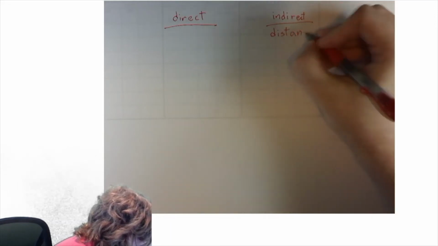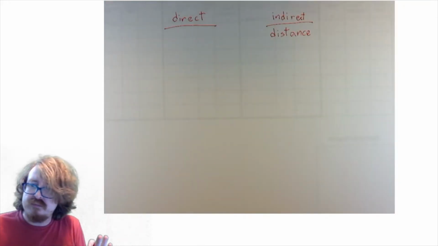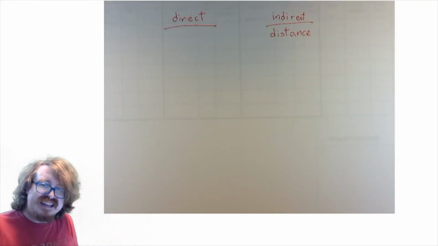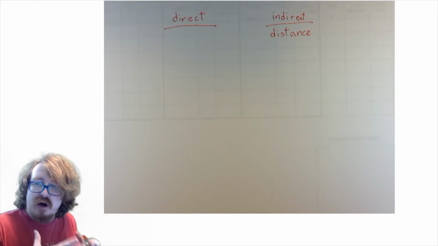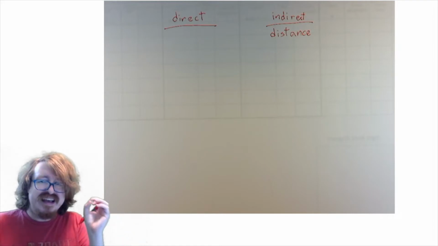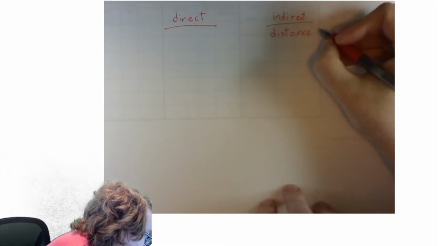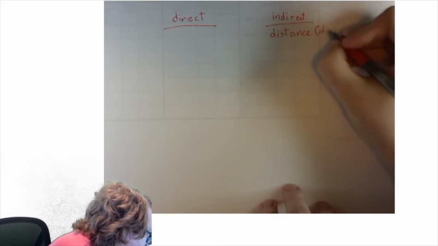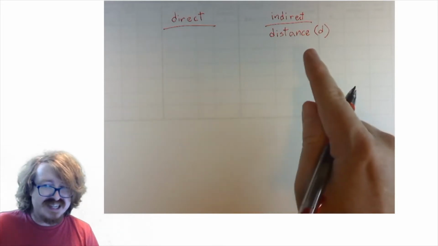So distance is our first indirect property. And for most of the things we put in this list, we're also going to label them with a letter that represents that particular property. And so for distance, I'm going to just put in parentheses over here a lowercase d. That lowercase d will always represent distance.